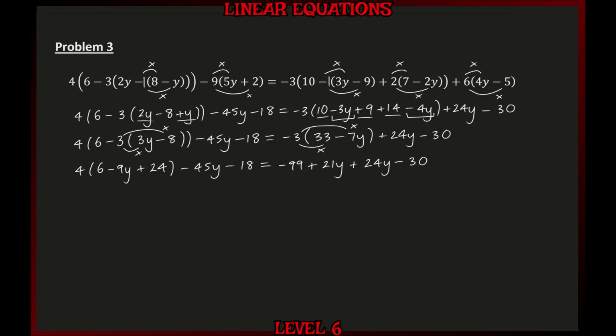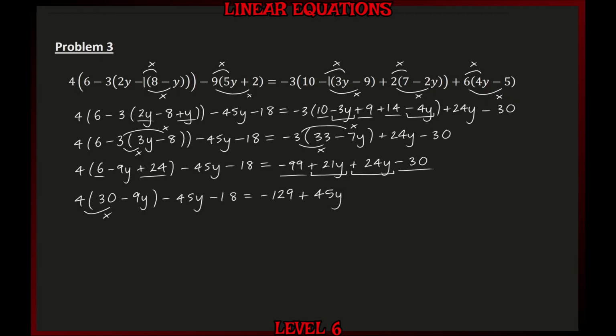We can now simplify again. So on the left we have 4 multiplied by, and 6 plus 24 gives us 30, and we have a minus 9y in the bracket, minus 45y minus 18 is equal to, and on the right we can collect together the minus 99 and the minus 30 to give us minus 129, and the plus 21y and the plus 24y gives us plus 45y. Going back to the left, we can now expand the final bracket.